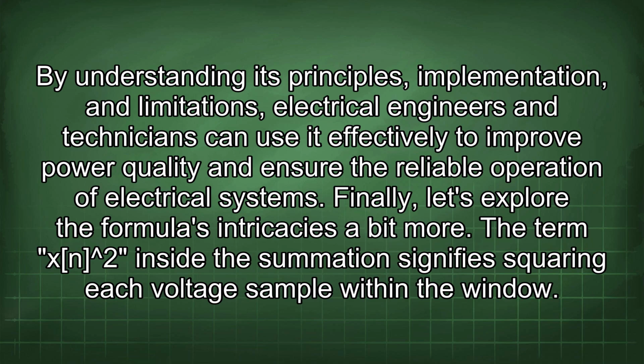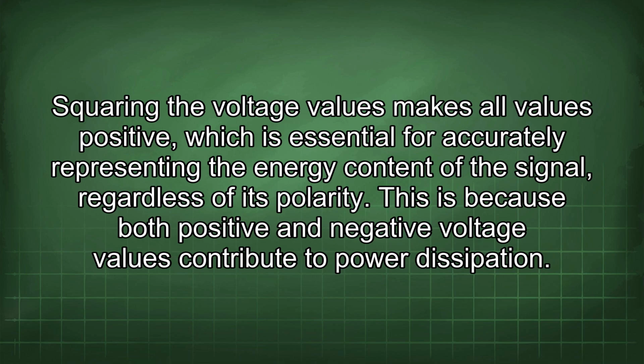Finally, let's explore the formula's intricacies a bit more. The term x_n^2 inside the summation signifies squaring each voltage sample within the window. Squaring the voltage values makes all values positive, which is essential for accurately representing the energy content of the signal regardless of its polarity. This is because both positive and negative voltage values contribute to power dissipation.